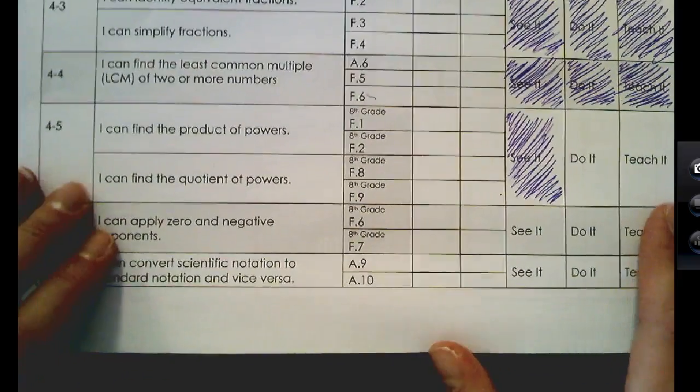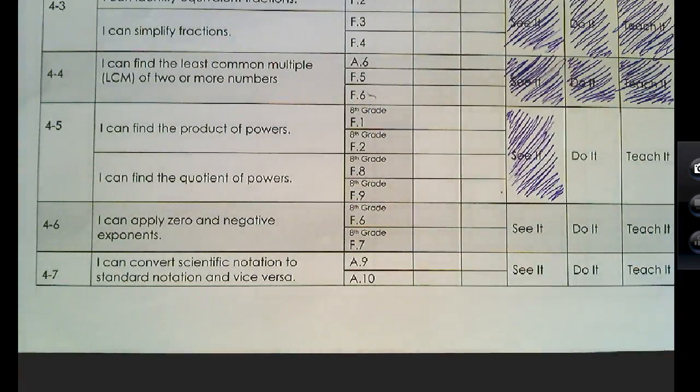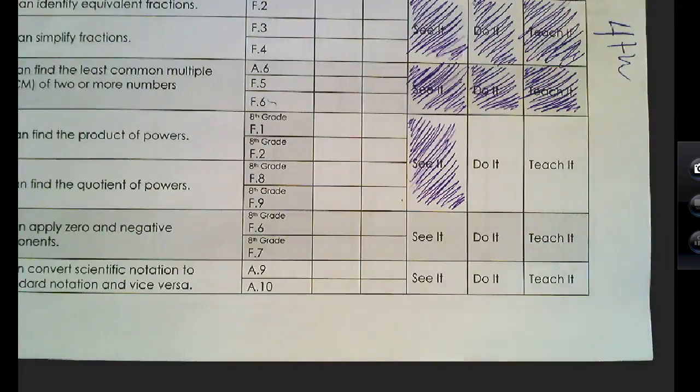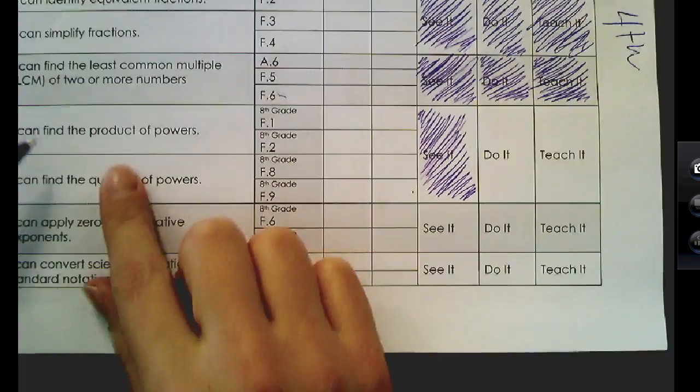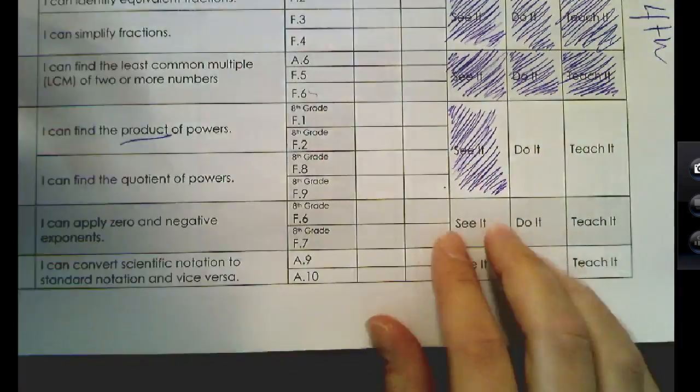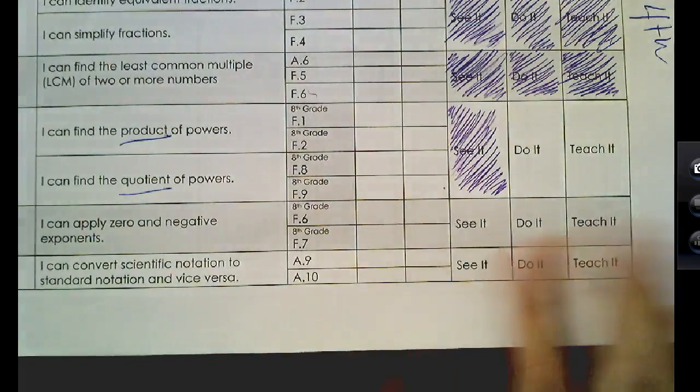I'd like you to flip to your front cover sheet, please. We spent a couple days on 4-5. I want you to reflect on how you feel about 4-5. And 4-5 was all about the product of powers and the quotient of powers.